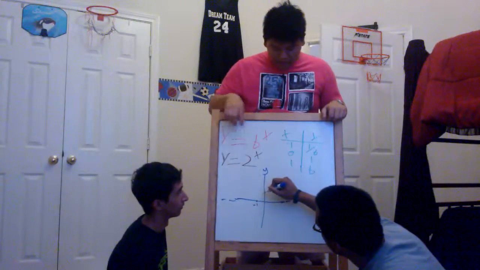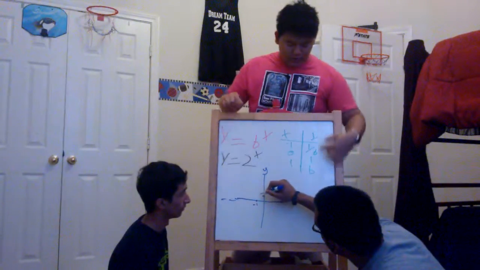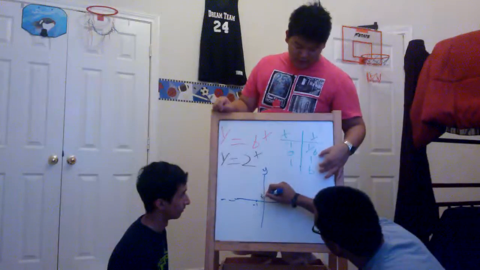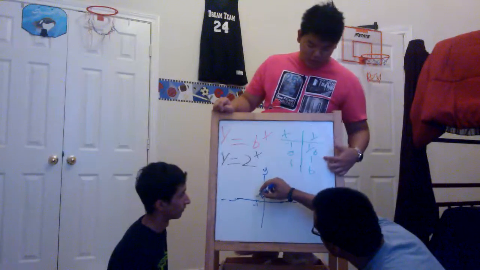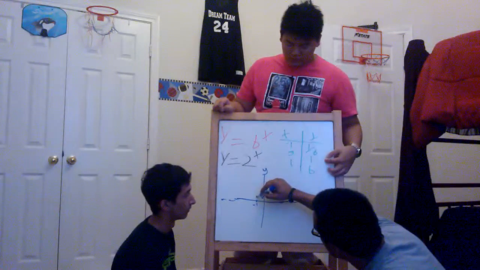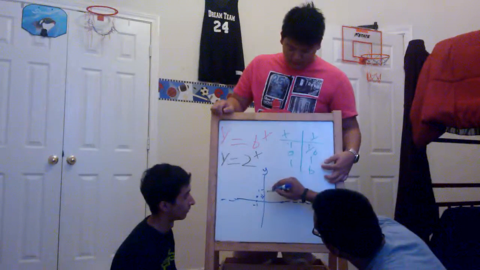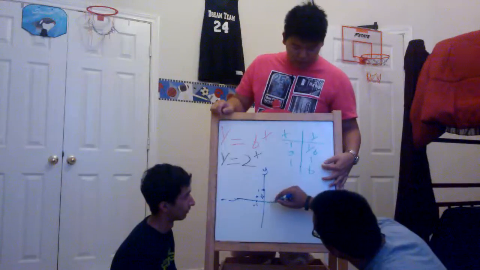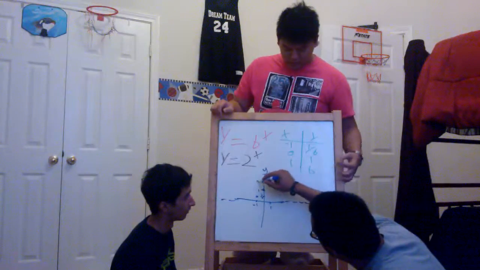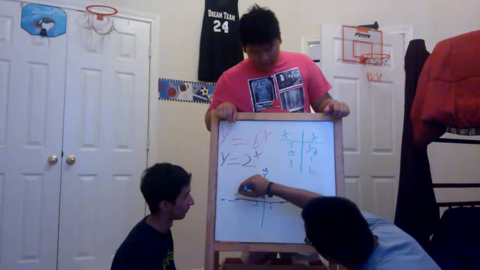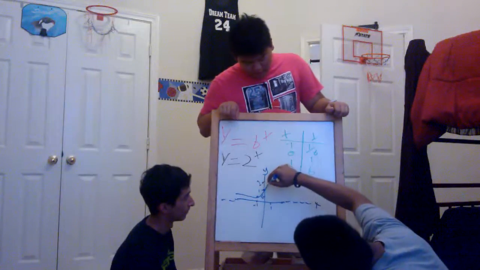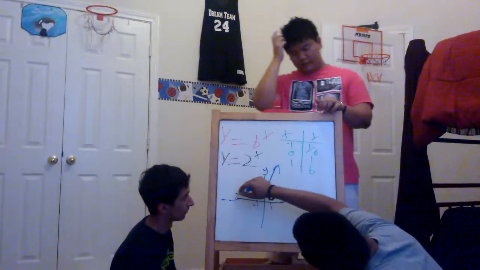Alright, so as we plug in 2 to this table right here, we can get that the first point is at -1, 1/2. The second point will be 0, 1. And the third point will be 1, 2. So as we connect the dots, we get the graph for the parent function.